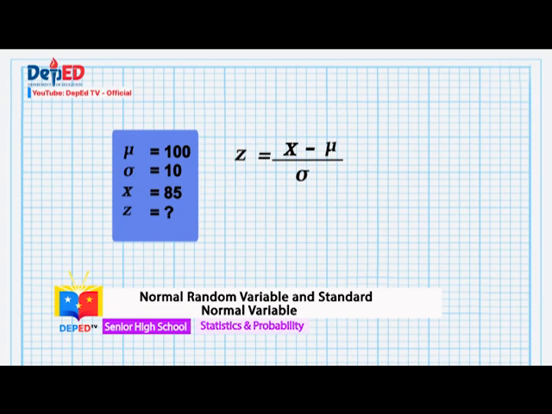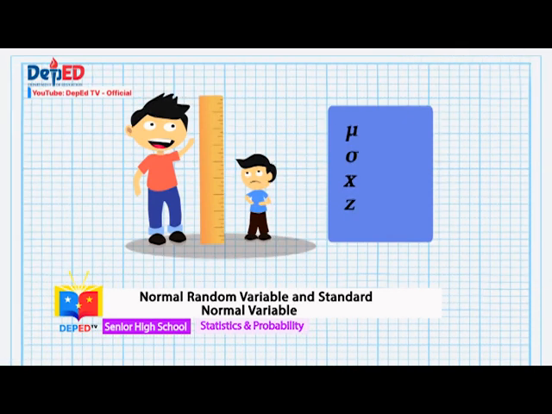Using the formula, let's substitute the values. Performing the operation in the numerator, we have negative 15, with the denominator 10, then the z-value is negative 1.50. If you obtain the score of 85, this means that the z-score is negative 1.50. Let's have another example. The heights of teachers in Santa Catalina National High School are normally distributed with a mean of 150 centimeters and standard deviation of 15 centimeters. The height of Sir Victor has a z-score of 3.25. What is the actual height of Sir Victor?